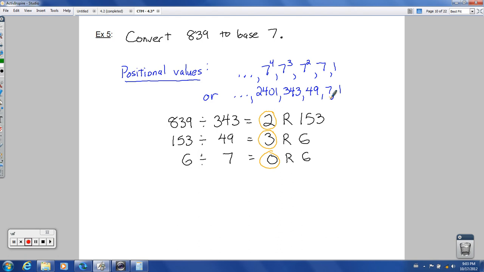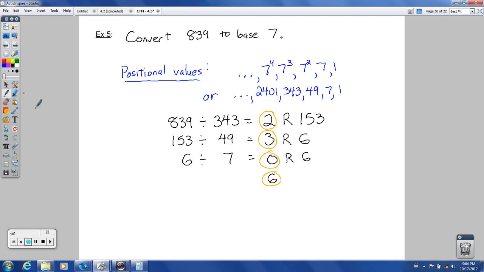And then, what's my remainder? It's 6. Now on to my final place, my ones place, in a sense you could say. So this would be 6. That would be the last place to fill in. So 839 in base 7 becomes 2306. So let's write that down.